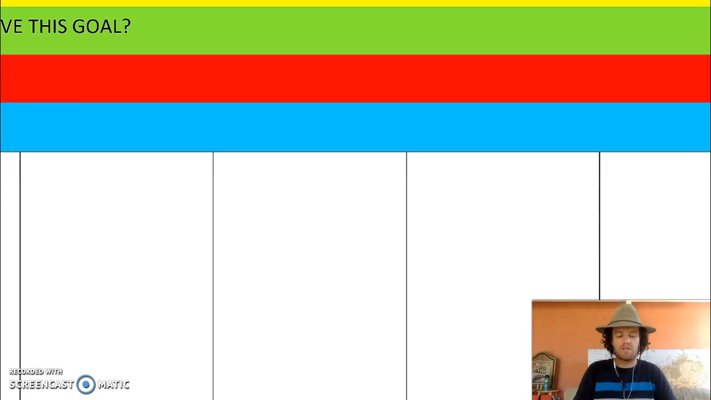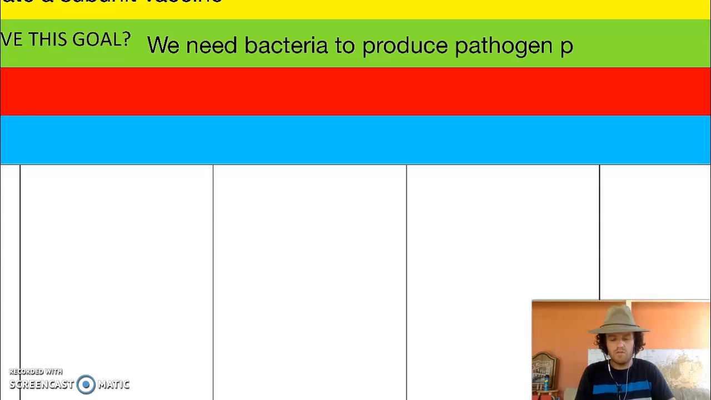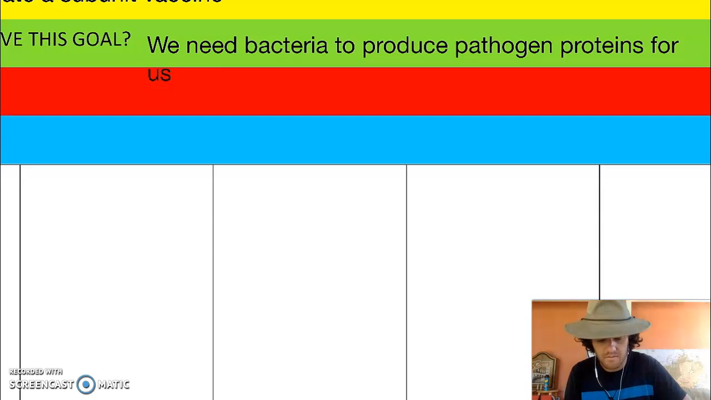How do we achieve this goal? We need bacteria to produce pathogen proteins for us. In this procedure, we're going to be utilizing bacteria cells to do the work for us. This is kind of what we were talking about in the lesson on Friday.